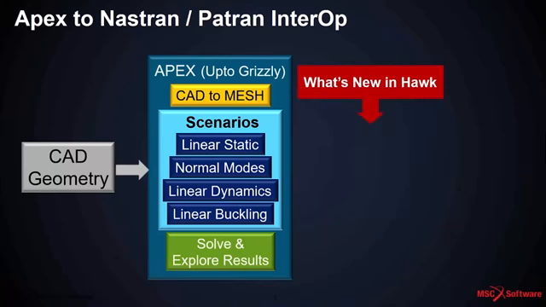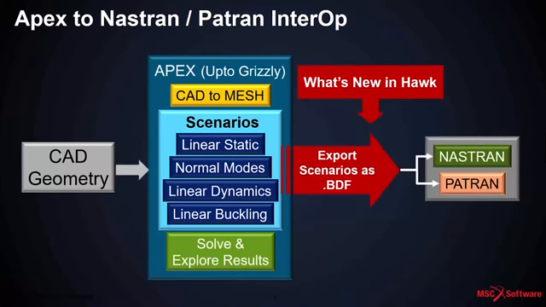What is it that we can do today in Hawk? Now you can export all these scenarios that you are setting up inside Apex as a Nastran PDF, so that you can take that and run it with Nastran externally, and also you can take that PDF into Patran if you choose to set up additional simulation techniques that are not today supported in Apex. So this makes Apex more extendable and expandable to the Nastran users and also the Patran users.